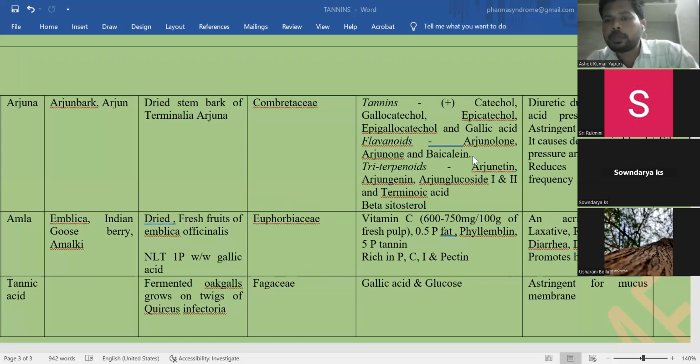And generally, regarding the chemical constituents, PCI means what, sir? No, okay. So it is rich in phosphorus, P means phosphorus, C means calcium, I means iron. I hope I already studied.